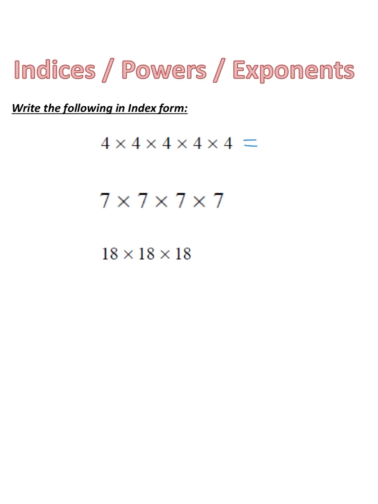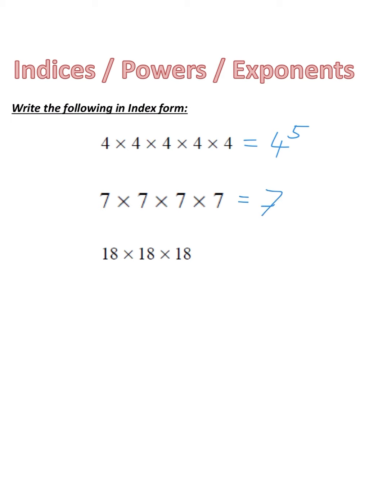So the first one there, we have 4 times 4 times 4 times 4 times 4. So 4 times itself, 5 times. So that can be written as 4 to the power of 5. So that power there is the index or exponent. So it's very important that you know that that means 4 by itself 5 times and not 4 times 5. Completely different.